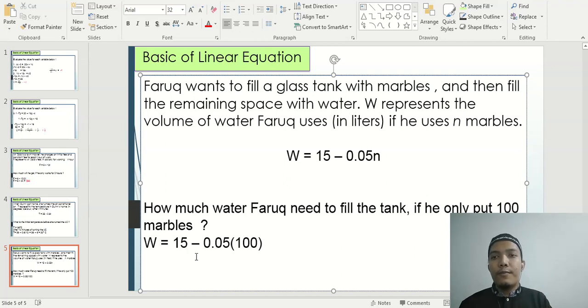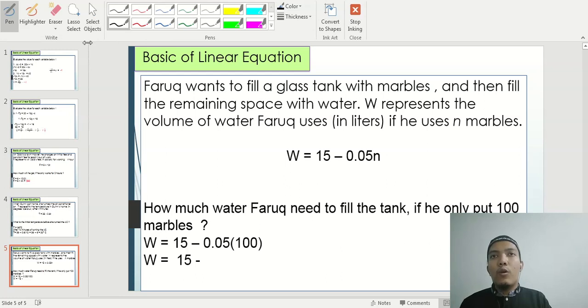Pretty straightforward. So W equals 15, maybe 15 liters, the capacity of the tank. The volume decreased by 0.05 times 100. Again, you can move the 5 next to as many zeros as the multiplication has. Because we have 2 zeros here, you can move the 5 next to 2 zeros, 1, 2. It becomes the integer 5.